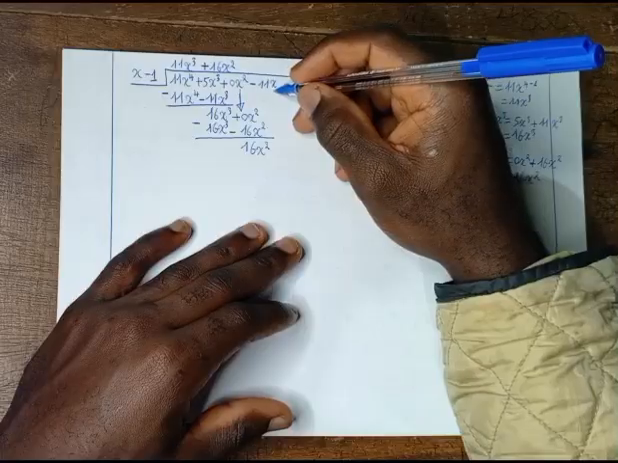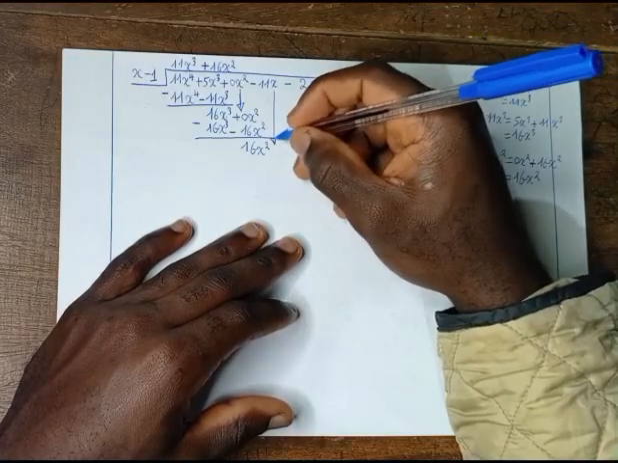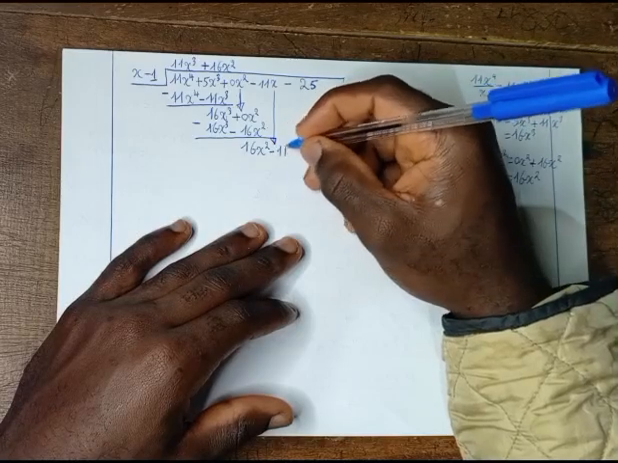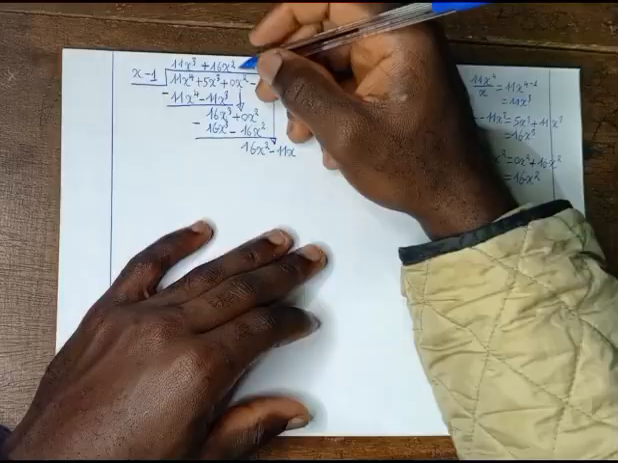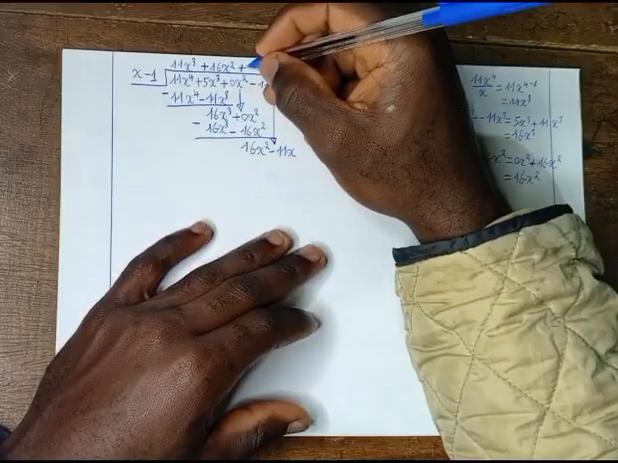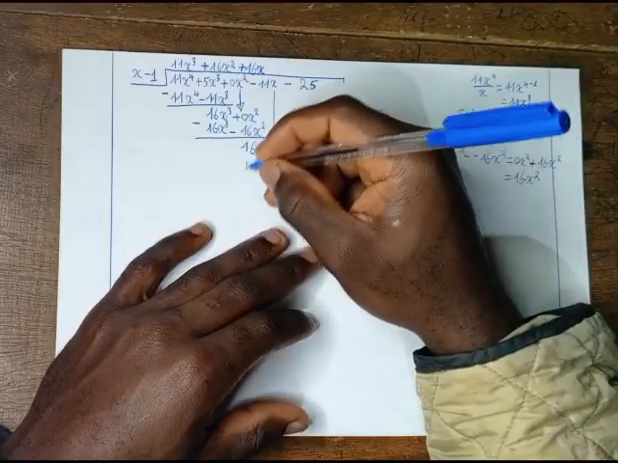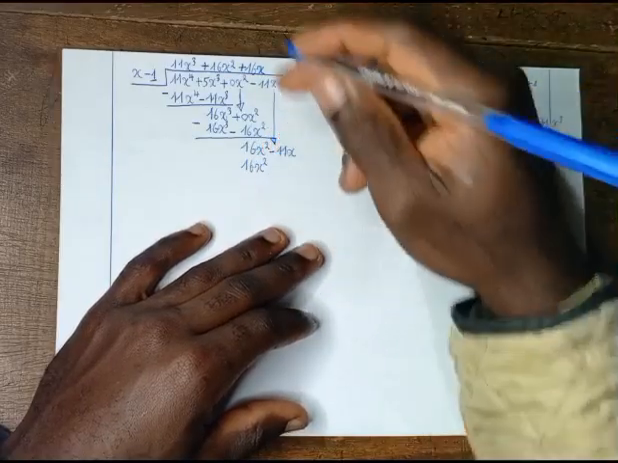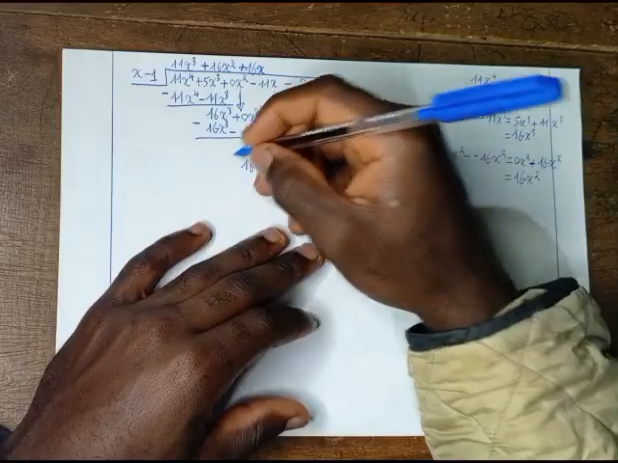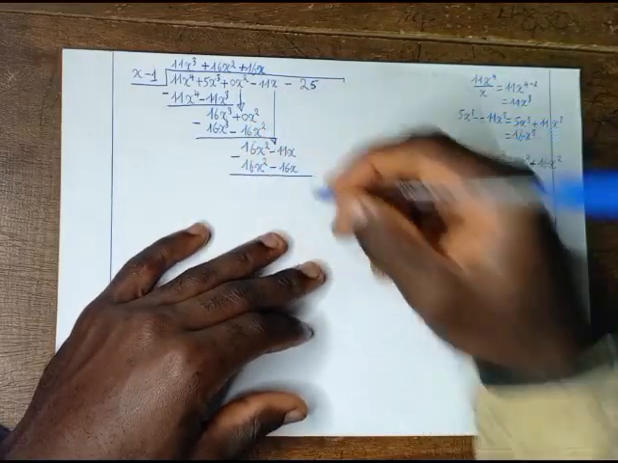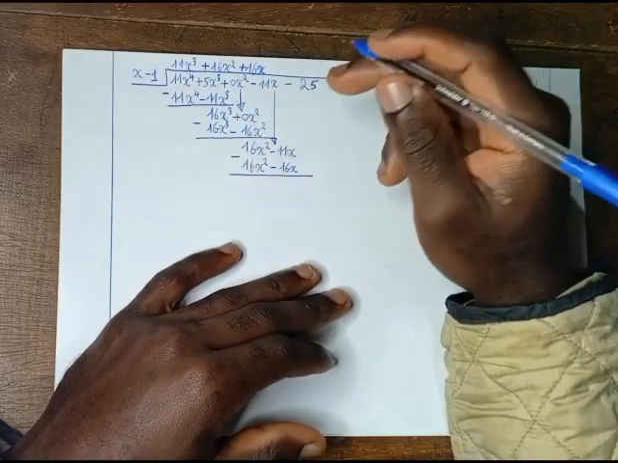Next, we are going to bring down the term negative 11x. We're going to bring it down, minus 11x. 16x squared divided by x gives us plus 16x. 16x times x gives us 16x squared. 16x times negative 1 gives us negative 16x. Next, we subtract. 16x squared minus 16x squared gives us 0.